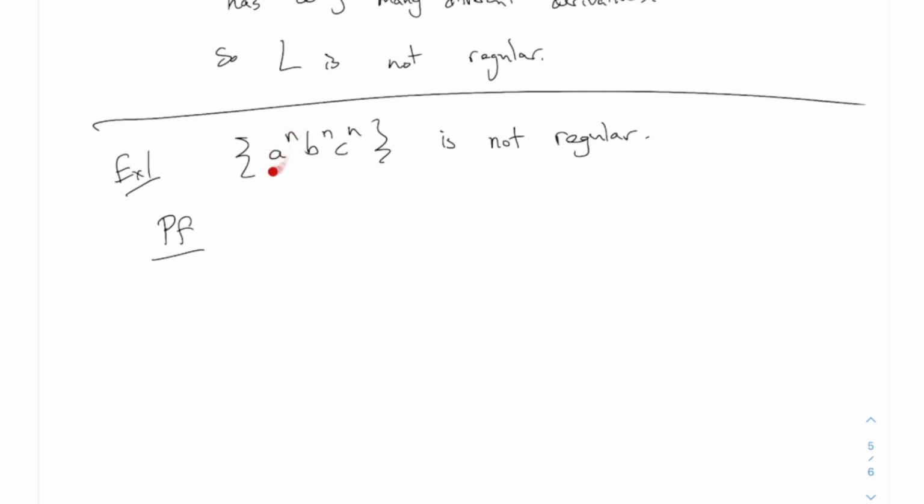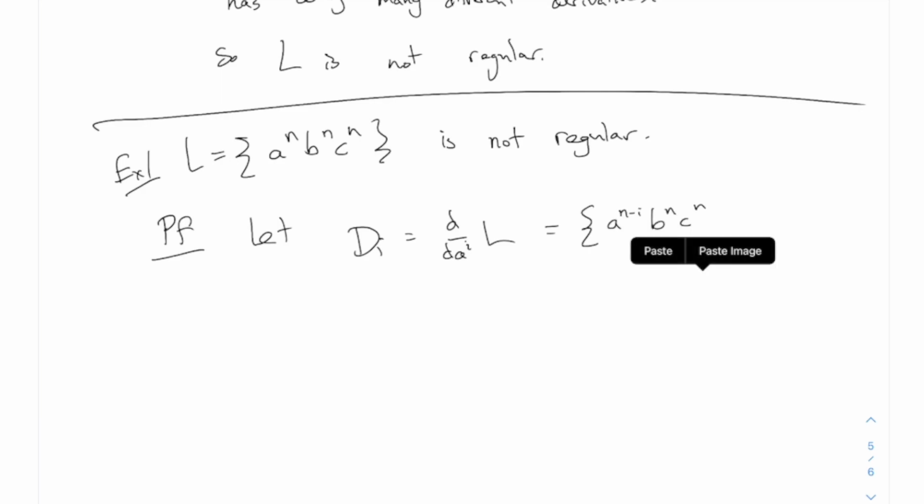Here we have a bunch of a's at the beginning, and so the derivatives I take are going to be derivatives with varying numbers of a's. So let d_i, this is going to look almost exactly the same, right? This I call L. You take derivatives which cancel off some number of a's at the beginning. All right? And then what is this as a set? It looks like a to the n minus i, b to the n, c to the n. And again, those are all different.